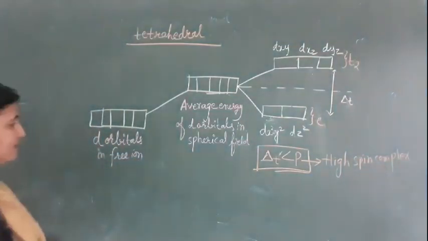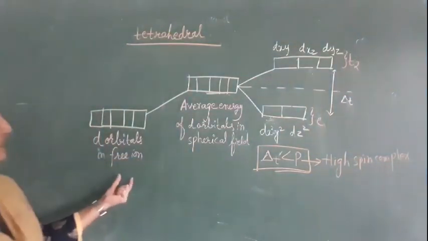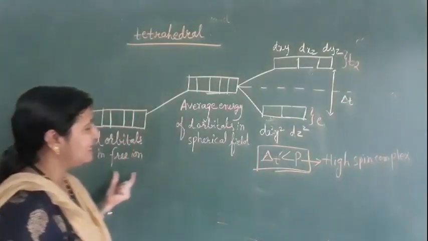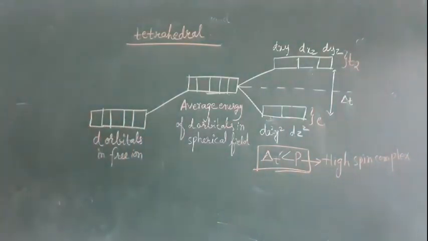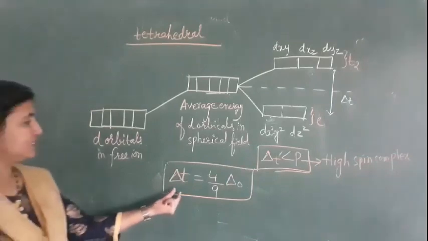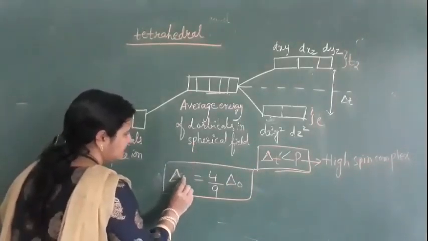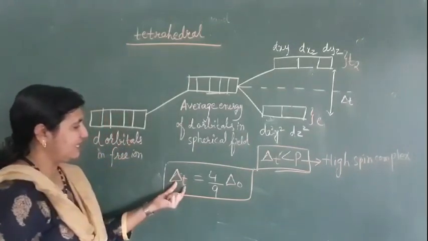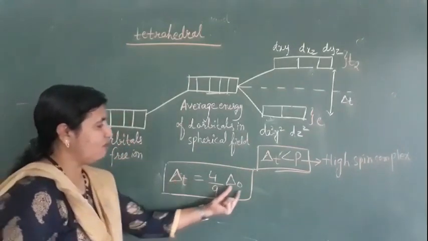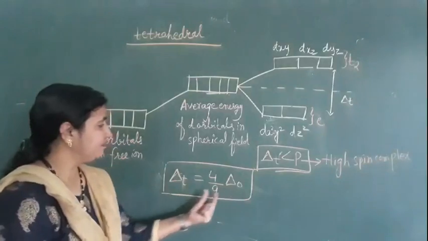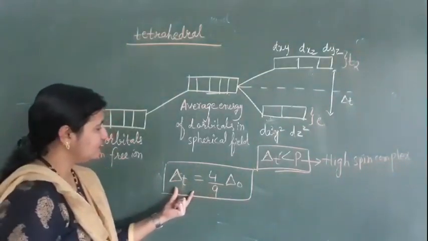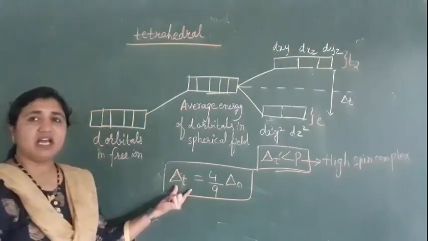So here there is a difference between octahedral and tetrahedral. One relation is there, that we'll see. This is the relationship between tetrahedral and octahedral. See, the splitting energy of tetrahedral is equal to 4/9 of octahedral. Problems will be asked based on this also.